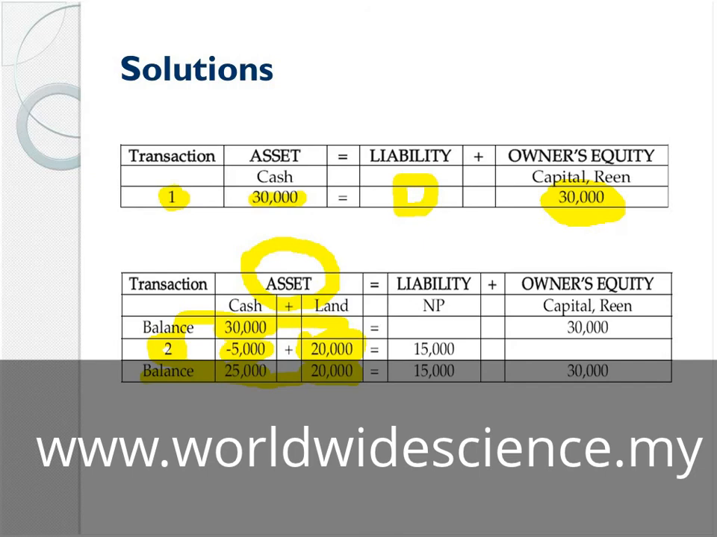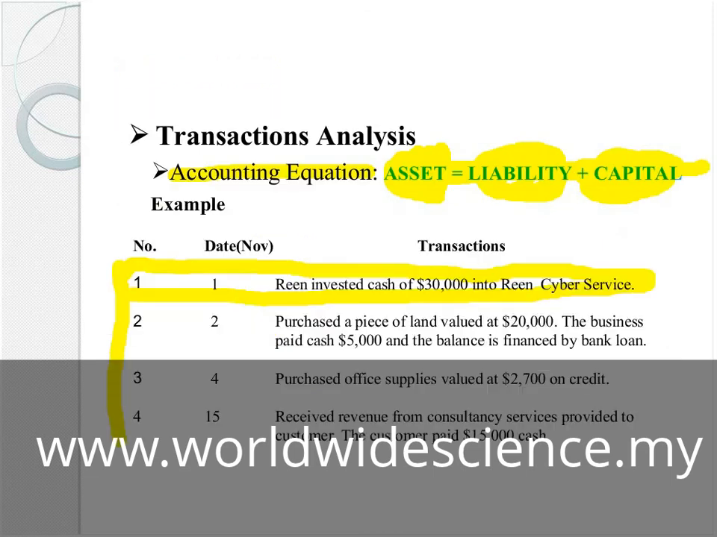Then, what is the 15,000? Let's go back. You see, the transaction number 4. We have received revenue from consultancy services provided to a customer, and the customer paid 15,000 in cash.